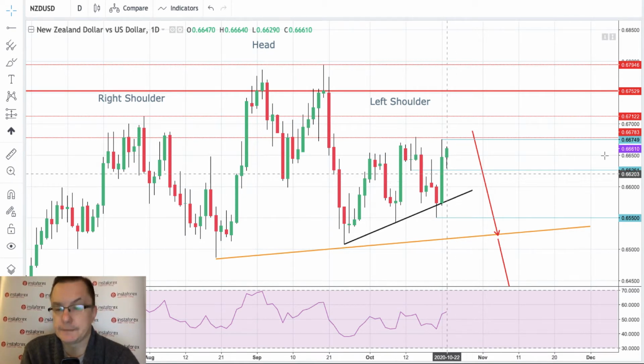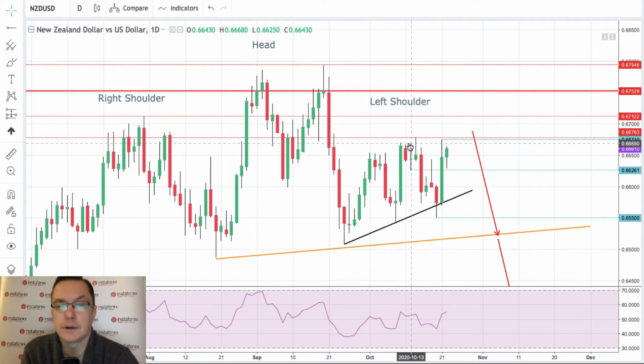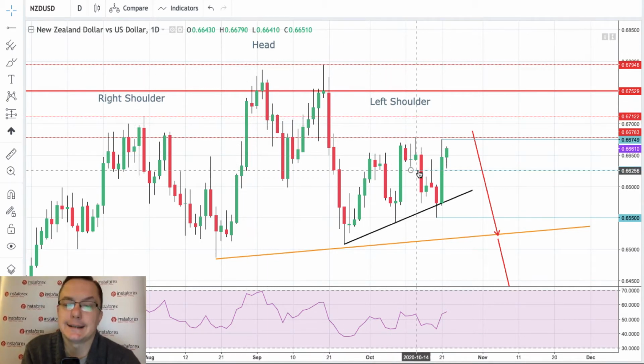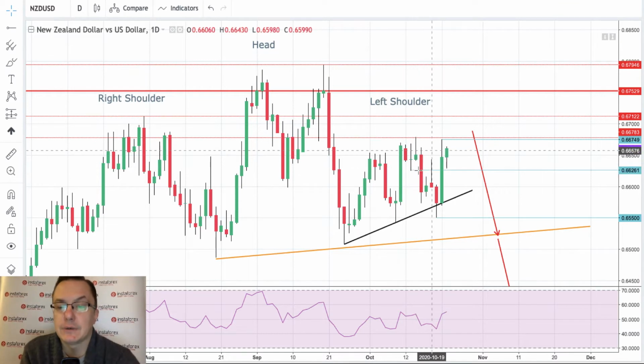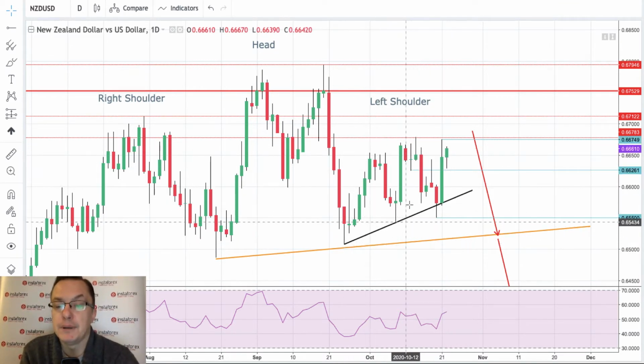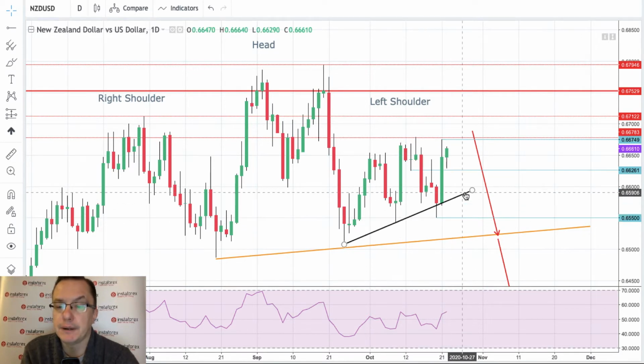Why? Because right now the New Zealand dollar is in the process of making the left shoulder. This is a classic head and shoulders pattern: left shoulder, head, right shoulder, and right now we are making the left shoulder. The price broke below this black trend line here, but effectively it didn't close below it, it just made a low at 65.50.